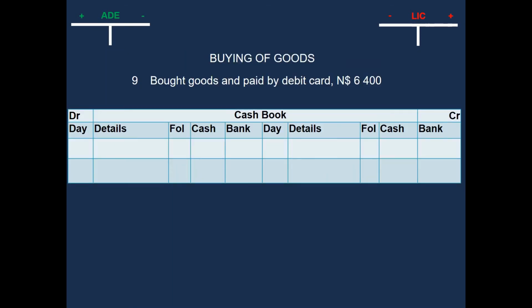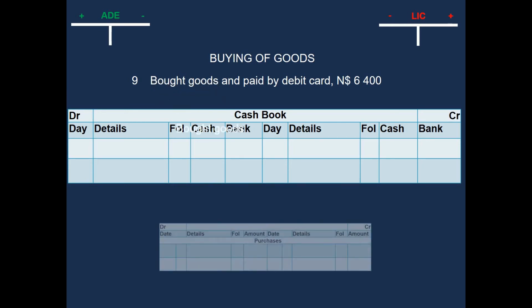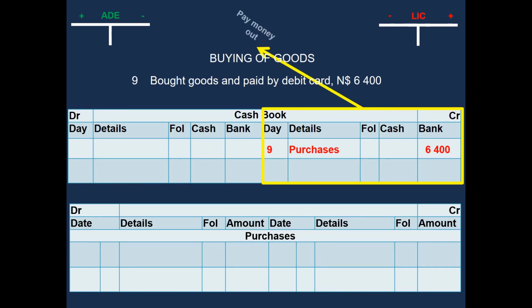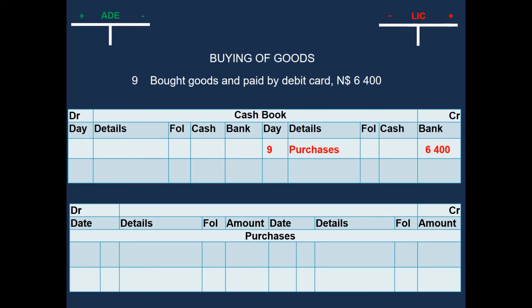What we now need to do is open our purchases account, and then we would credit our cash book with 6,400 for purchases, and we would enter that amount in the bank column, because when we credit our cash book we are paying money out. Then we would debit our purchases with 6,400 and our details will be bank, and that will complete our double entry process.